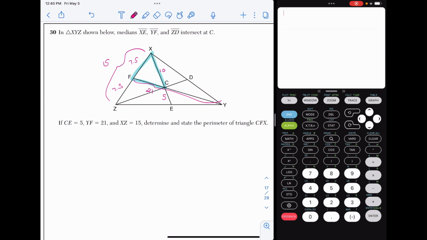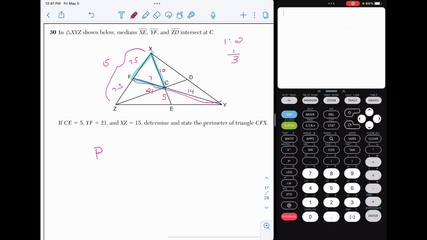When I look for FC, I'm looking for the smaller segment of the whole median. If I look at the whole median FY, it's 21. I'm looking for the smaller piece here, so I'm really looking for 1/3 of it, and that comes out to be 7. 2/3 of it would have been 14, which goes over here. So again, I'm using 1/3 because I know that the ratios are 1 to 2 in this case, since the smaller piece comes first. And that's 1/3 of the entire segment.